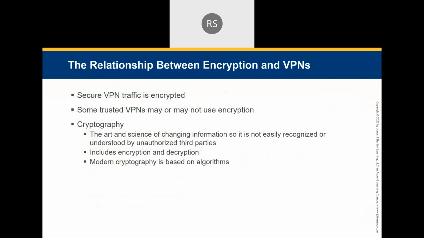So when we talk about the relationship between encryption and VPNs, secure VPN traffic is characterized by encryption. And what it does, it provides a robust layer of protection for the data in transit. Now, some trusted VPNs may choose to employ or forego the encryption based on their specific security measures and policies.